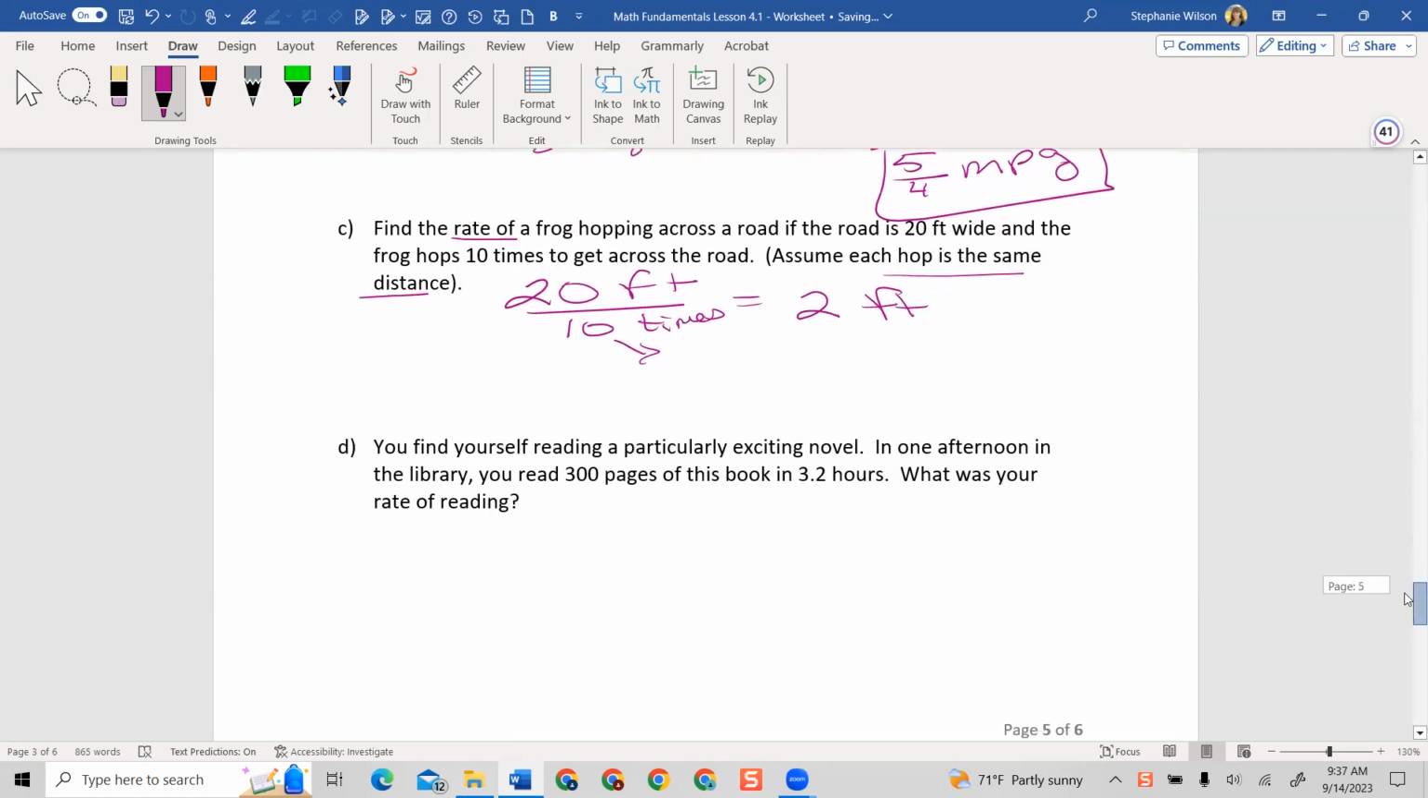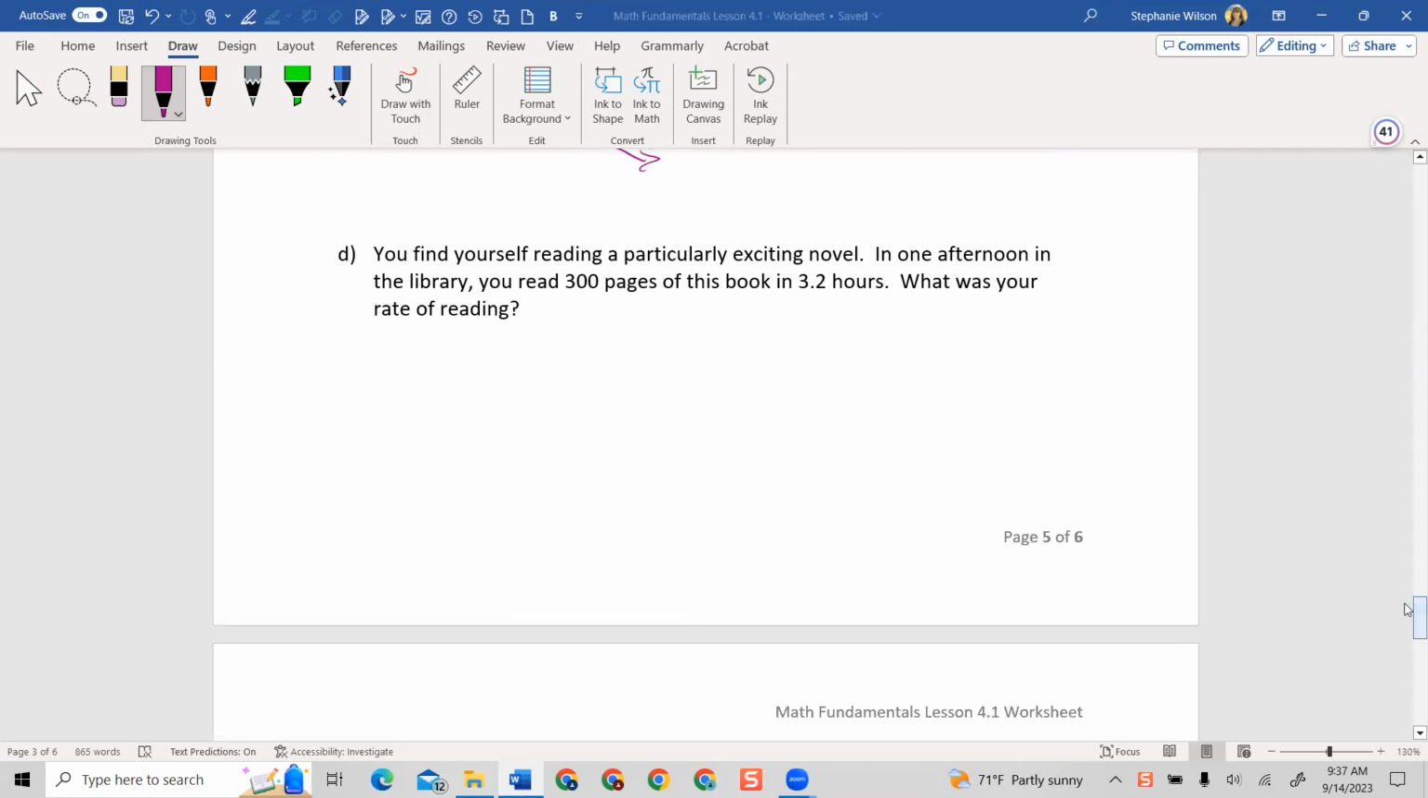All right. It says you find yourself reading a particular novel in the afternoon in the library. It has 300 pages. You spent 3.2 hours on this book. What is your rate of reading? So if you can read 300 pages in 3.2 hours.